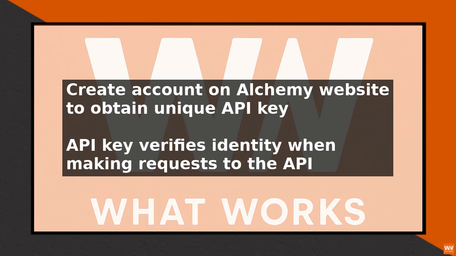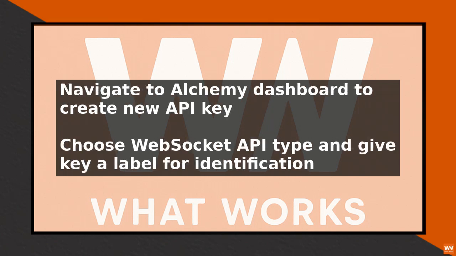First, navigate to the Alchemy dashboard and click on your profile picture, then select Account Settings. Scroll down to the API Keys section and click on New API Key. Choose WebSocket API as the API type and give your key a label.